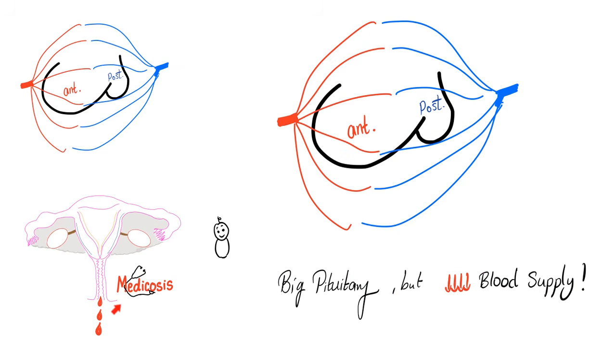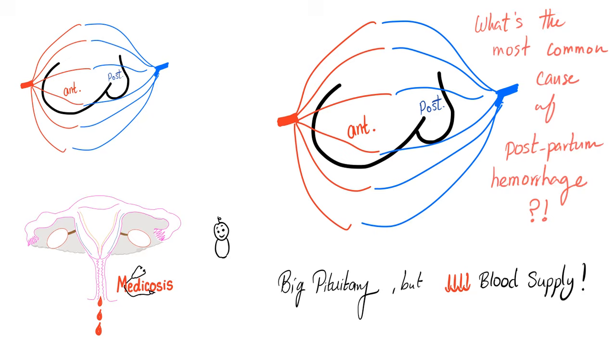Awesome. Everything will stay hunky-dory. But if mommy loses a lot of blood after delivery, known as postpartum hemorrhage, what's going to happen? Now you have a big pituitary with no blood supply because all of the blood has been lost. The pituitary is going to be crying for oxygen and it's going to shut down. So why do I care?